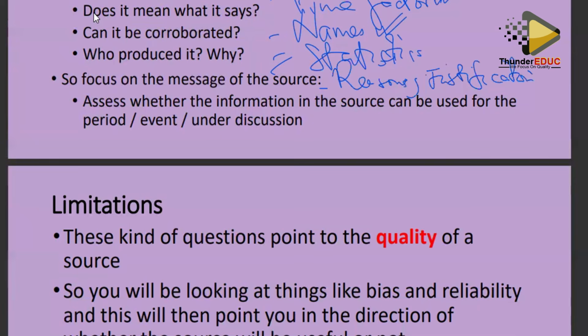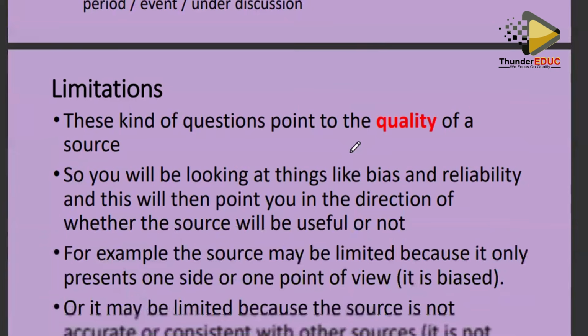That is usefulness. Then you go to limitations. Limitations, we are saying, of what quality is the source? Can we say this source is quality, or this is just a source without useful information? Is it providing the right information that we want to know?